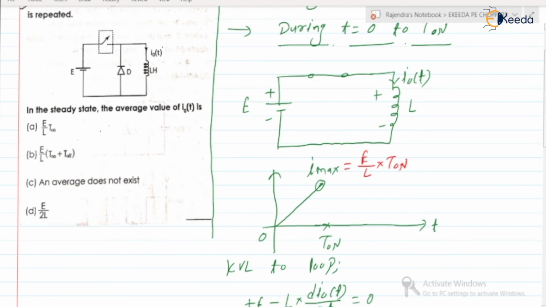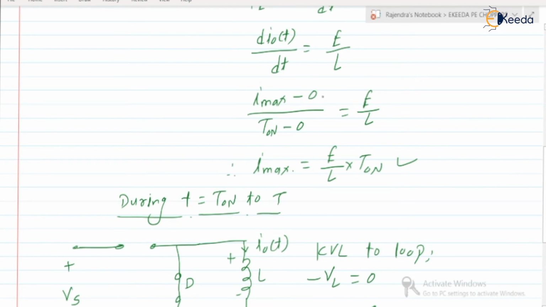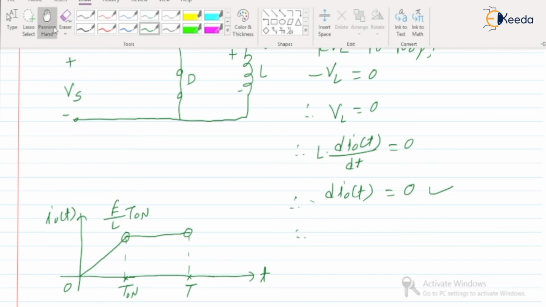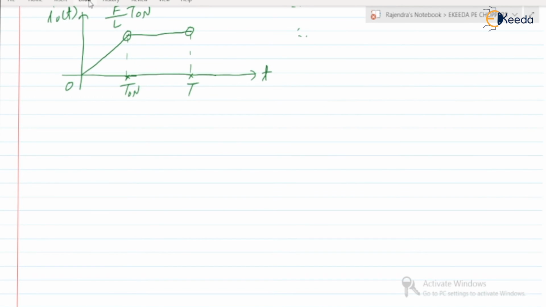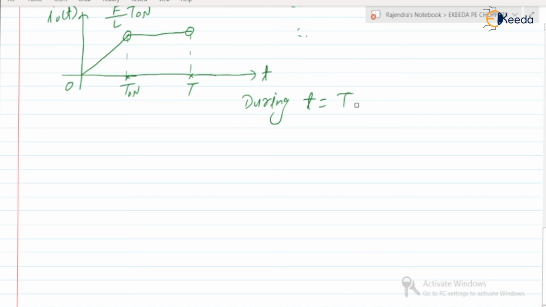Okay, so again we will be getting di0 by dt, which is again E by L only. So again the change in the current will be E by L into T on till the next cycle. Or we can check the circuit operation during T is equal to capital T to T plus T on.